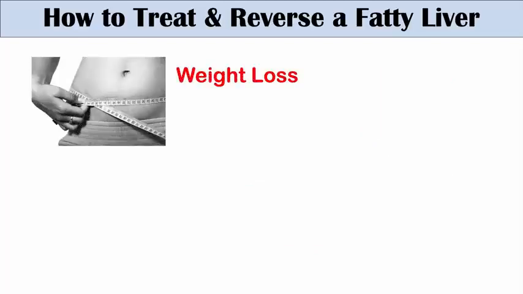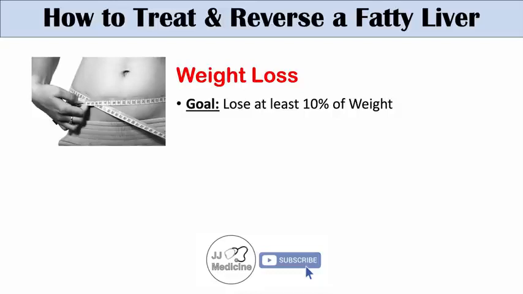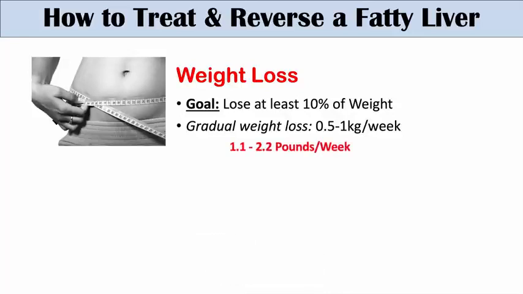So the first one I want to talk about with regards to a fatty liver is weight loss. Weight loss is critically important. This is actually the most important treatment for reversal of a fatty liver in non-alcoholic fatty liver disease. The goal here is to actually lose at least 10% of your weight. But the problem is you want to do this gradually. Gradual weight loss is key. 0.5 to 1 kilogram per week is the recommended amount of weight loss per week. And the reason is because if you lose weight too quickly, it can actually lead to fat deposition in your liver. So you can actually cause non-alcoholic fatty liver disease by having too quick of a weight loss. So again, it's very gradual weight loss.